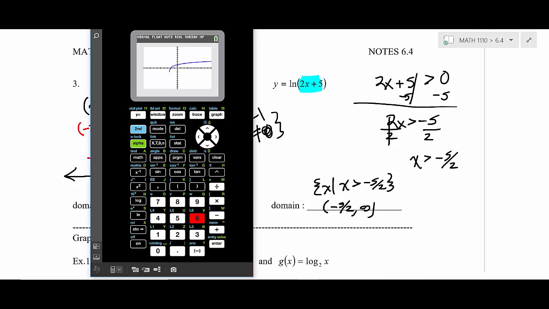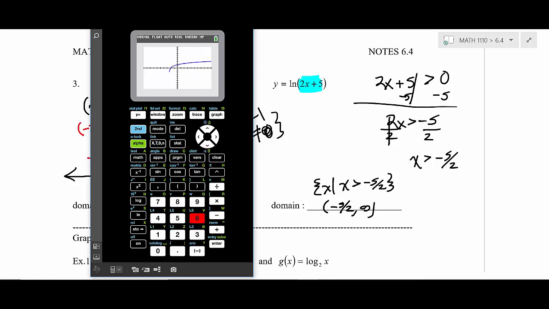Okay, remember what we found was x has to be bigger than negative 5 halves. Negative 5 halves is negative 2.5. Where does it look like the graph starts? Around negative 2.5. That's exactly what's happening. So what you'll find on this is whenever you're bigger than negative 2.5, then you have a graph, but everywhere else you don't have a graph because it's undefined.